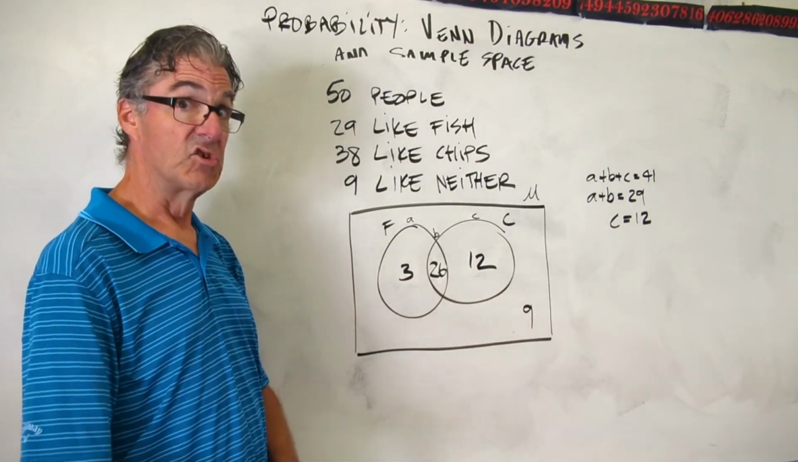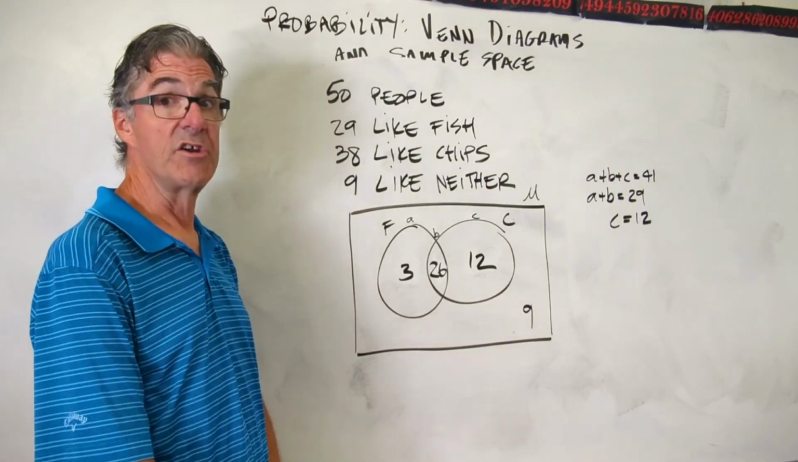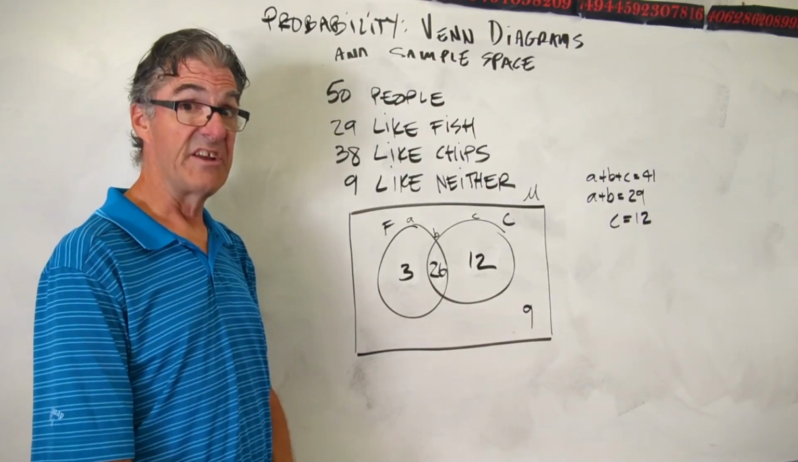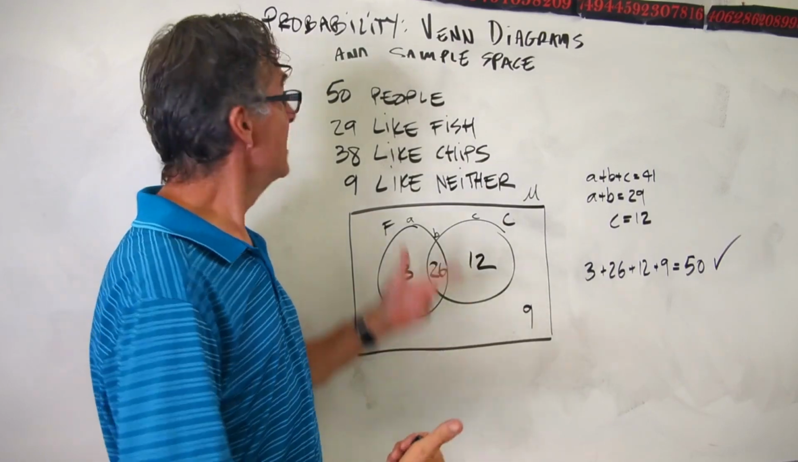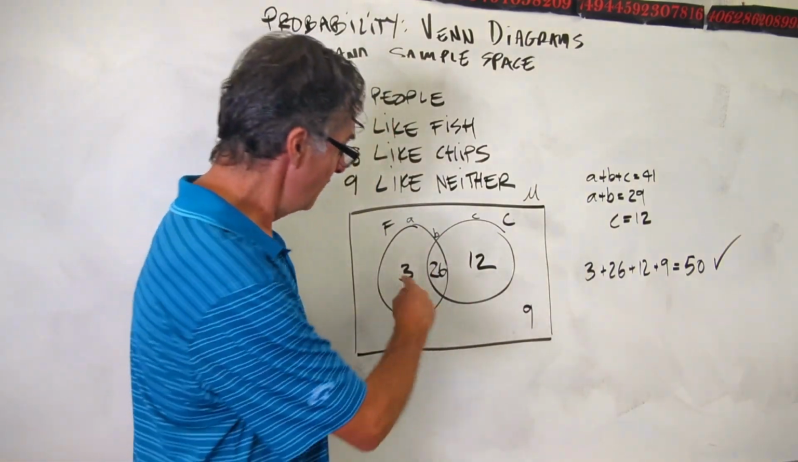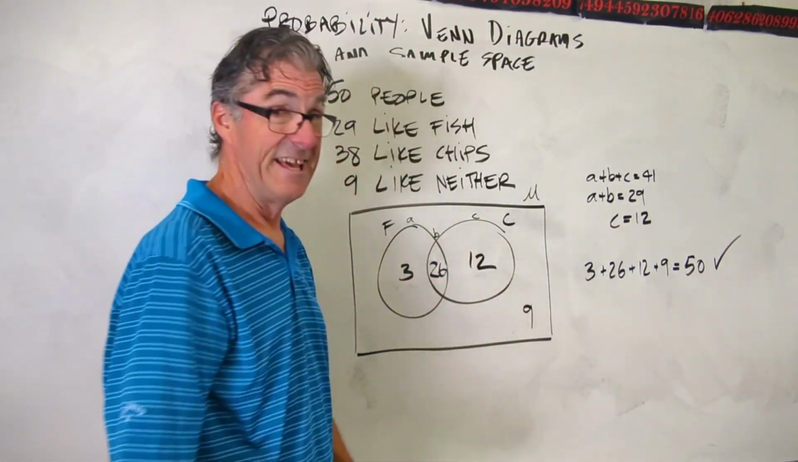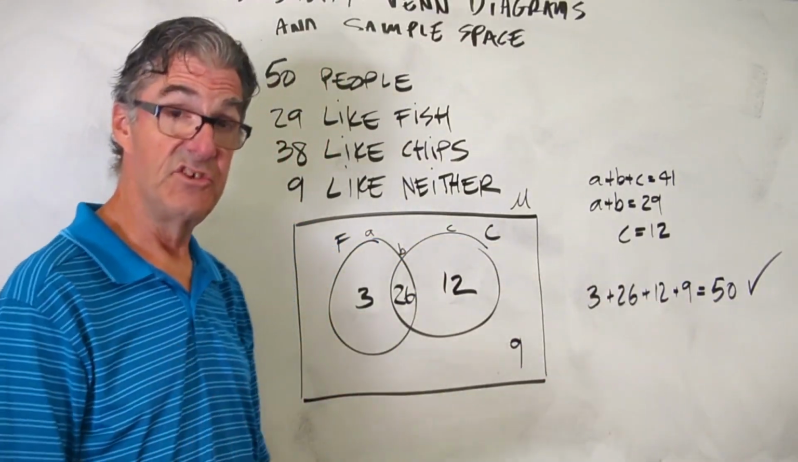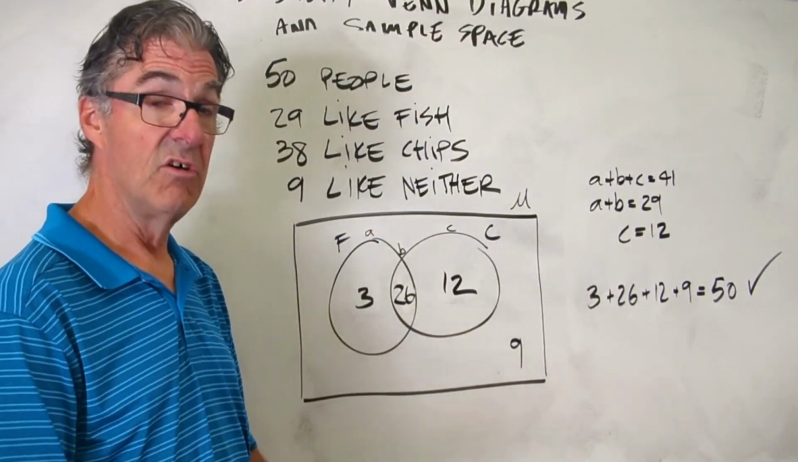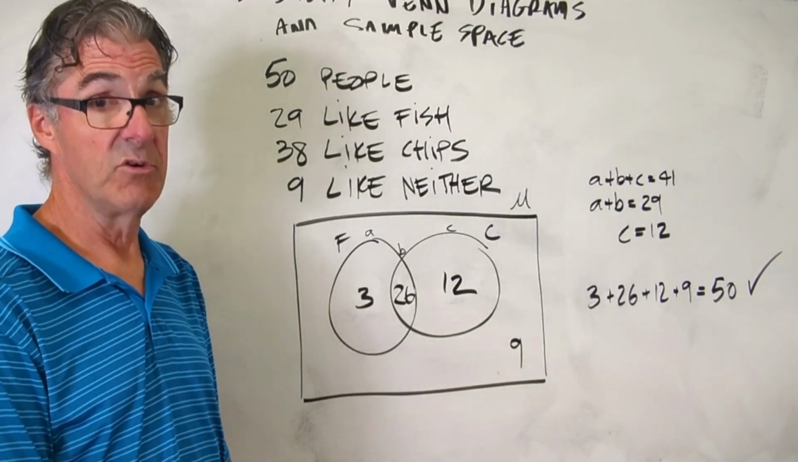Okay, before we move on, there's one check you can do to make sure you've done all your numbers correctly. If you remember that check, pause the video and do that. So our universal set is all 50 people. So if we've done all these numbers correctly, they need to add up to 50. So I went ahead and did that, and yes, indeed, they do equal 50, so we're good to go. Now, let's answer some probability questions.